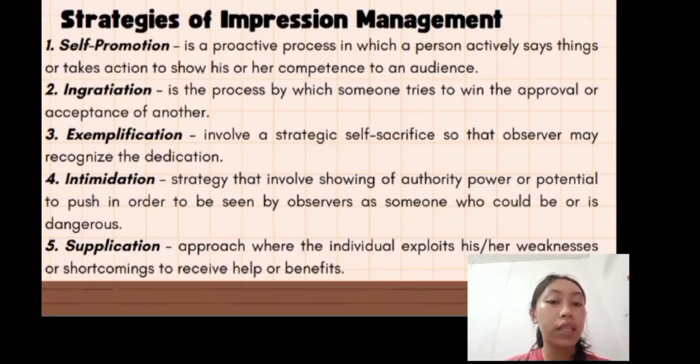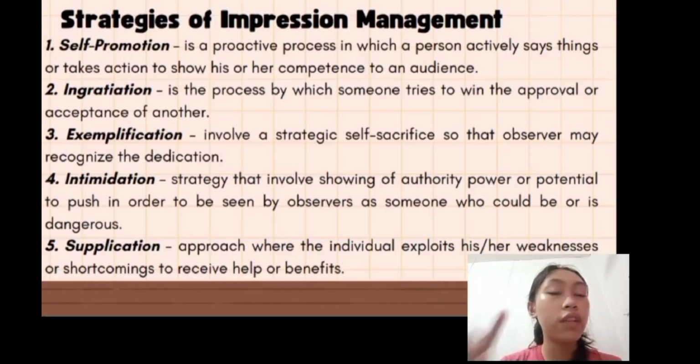Next is supplication. It's an approach where the individual exploits his or her weaknesses or shortcomings to receive help or benefits. So it's about acting needy or weak to get help, support, or empathy from others.